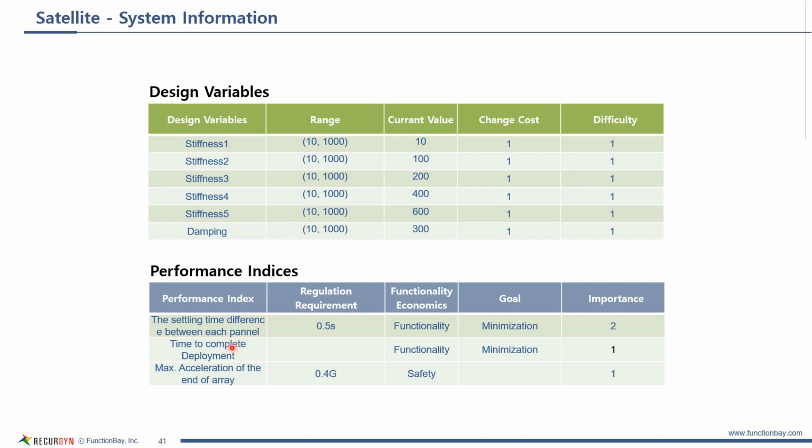The second performance index will be the time it takes to complete deployment. This also has a goal to be minimized. The third one is the max acceleration of the end of array, which should be less than 0.4 g. This will be set as a constraint. But to avoid having a multi-objective problem, I chose an appropriate reference value of 0.5 seconds, and I will use the first index as a constraint, where it must be less than 0.5 seconds. The second index will be used as the objective because it is to be minimized.